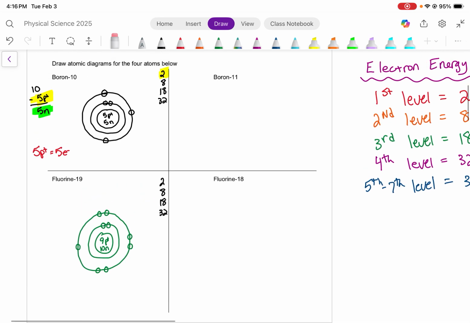Now, kids, on your own, draw me boron with a mass of 11 and fluorine with a mass of 18. And that's where I'd let them loose. I try to give them until the end of class to do that, depending on timing. And you can just work it from there. But that's kind of that introduction to how to draw the diagrams.